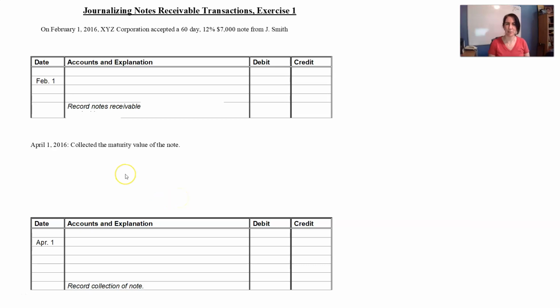All right, let's finish these up. Let's look at some of the transactions for notes. On February 1st, 2016, the corporation accepted a 60-day, 12%, $7,000 note from J. Smith. Okay, so on February 1st, 2016, what happened? We have a note. No interest happened yet. Nothing happened. Just a note.